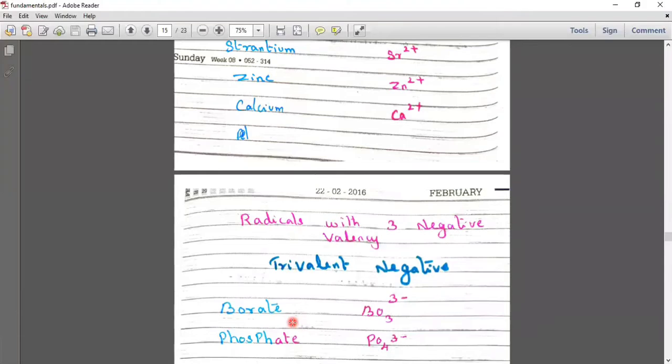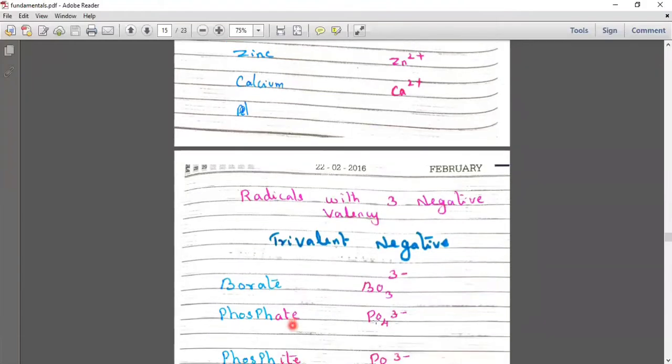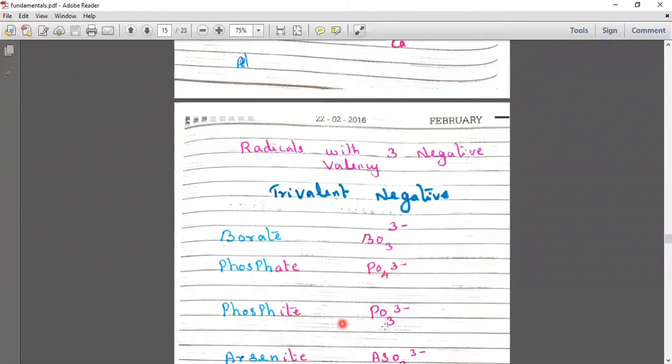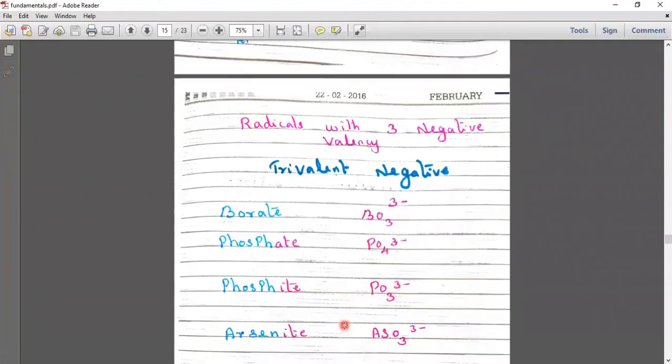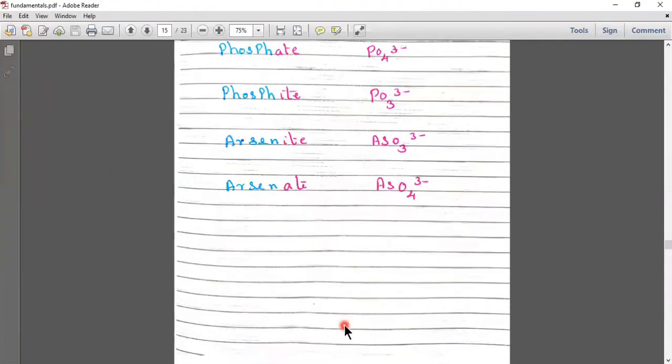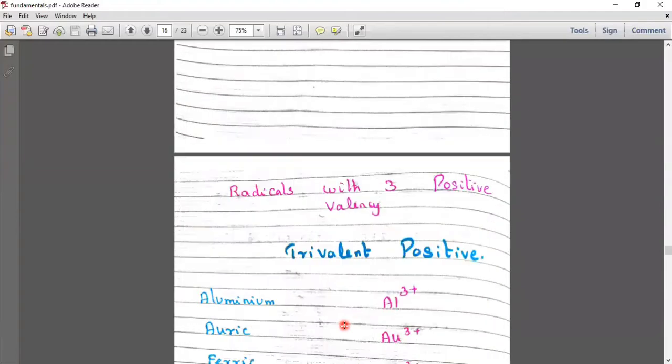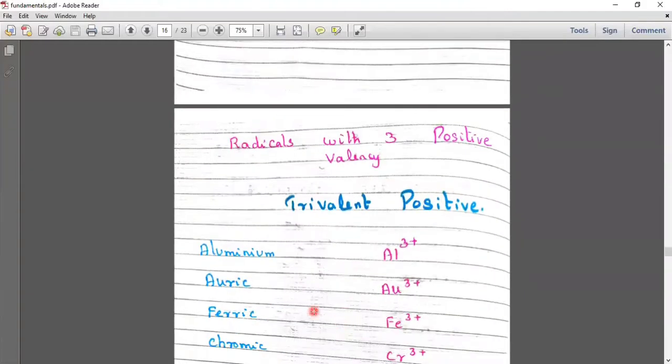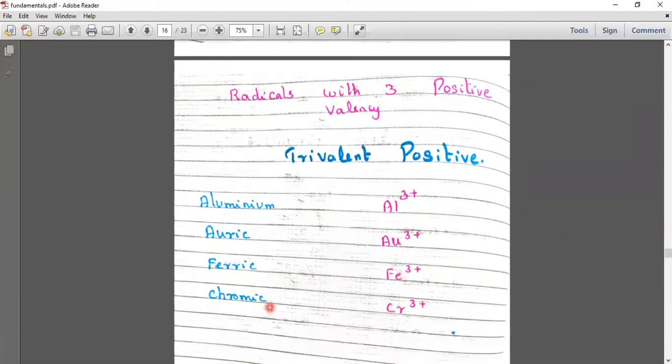Next, trivalent negative ions. Borate BO3 3 minus, phosphate PO4 3 minus, phosphite PO3 3 minus, arsenite AsO3 3 minus, arsenate AsO4 3 minus. Let us see trivalent positive ions. Aluminium Al3 plus, auric Au3 plus, ferric Fe3 plus, chromic Cr3 plus.